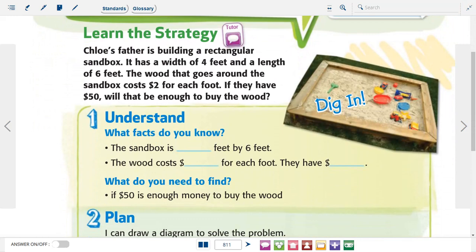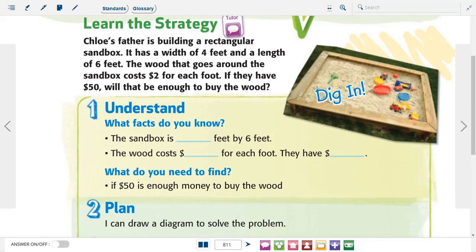Okay. Colin's father is building a rectangular sandbox. It has a width of 4 feet and a length of 6 feet. The wood that goes around the sandbox costs $2 for each foot. So each foot will cost $2. If they have $50, would that be enough to buy the wood?